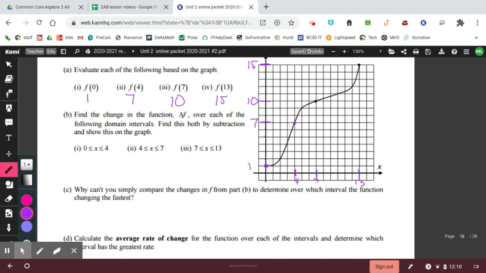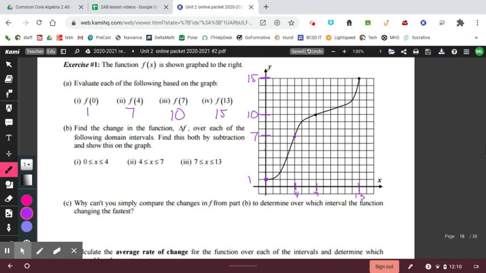Find the change in the function over each of the following domain intervals. So from 0 to 4, the change in the function was 7 minus 1. It went up by 6. From 4 to 7, so that would be 10 minus 7, which would be 3. And then from 7 to 13, it went from 10 to 15, so that change was 5.